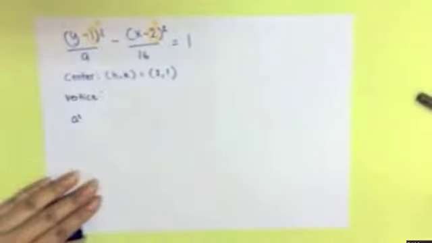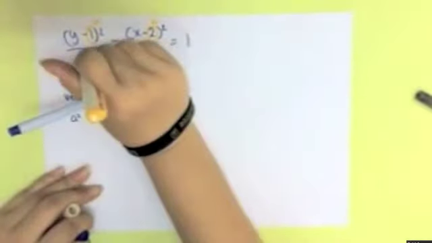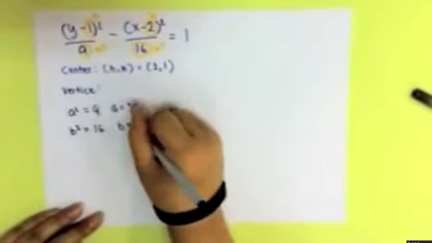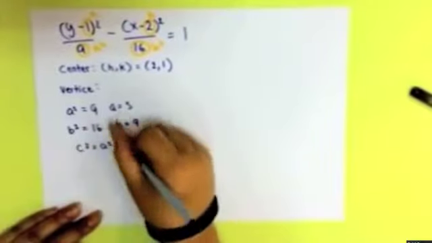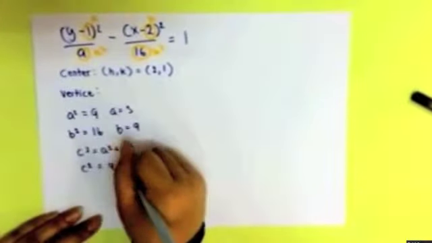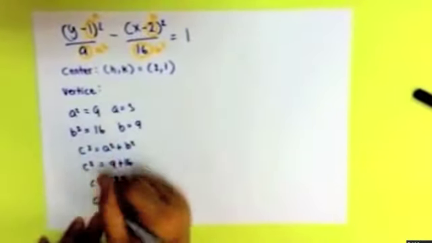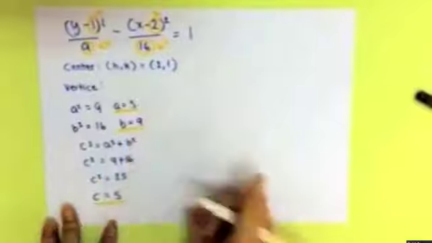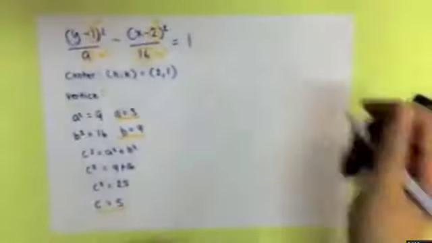Next, the variables are a, b, and c. 9 is a squared and 16 is b squared. So a squared equals 9 and a equals 3. b squared equals 16 and b equals 4. And from the c formula, we find that c turns out to be 5. So now we've got a, b, and c.